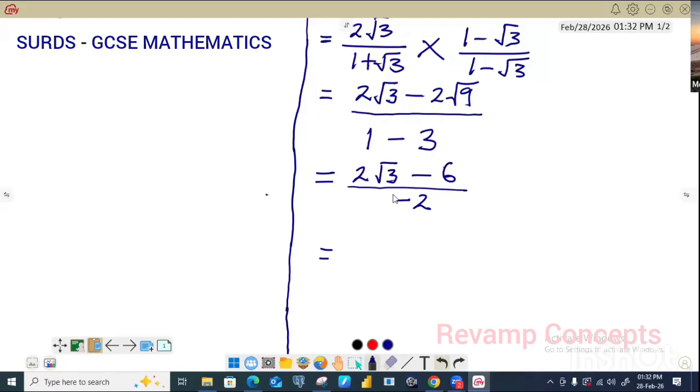Now we can say 2 divided by minus 2 will be minus 1, and that is minus root 3. And minus 6 divided by minus 2 will be plus 3. So I think that way is better than factorizing the numerator. So we can rewrite this as this, and this will be our final answer. Okay, sir.